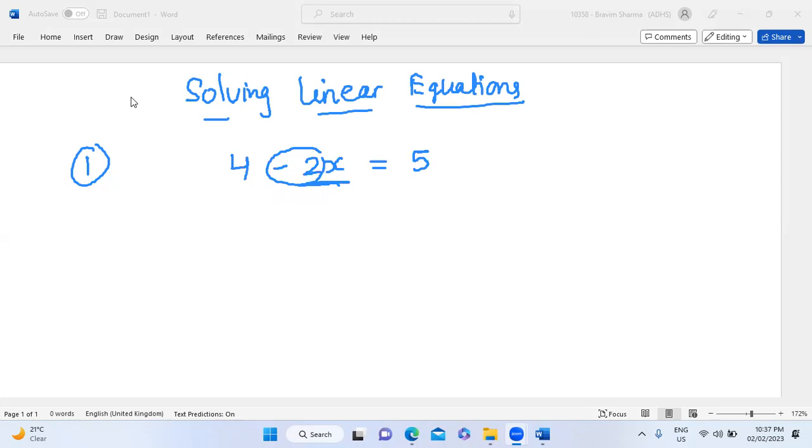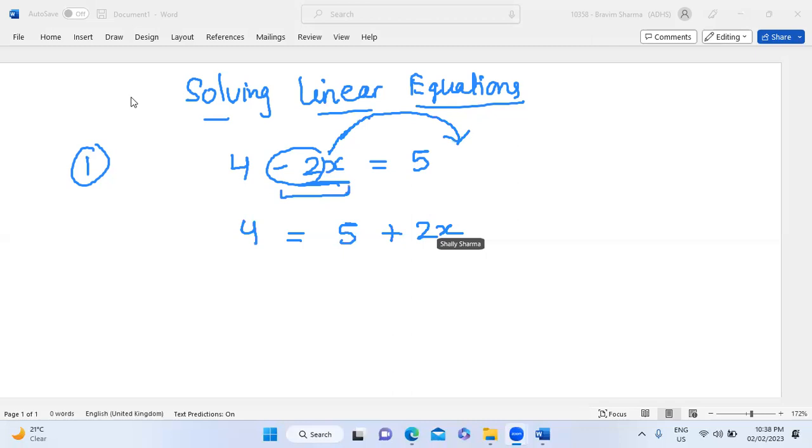So the first step to solve such equations where you have a negative coefficient is to change the place of that variable term. So what you can do is bring this term, which is -2x, to the other side of the equal sign, from left to right or right to left, and then the sign will be changed. So 4 is equal to 5 plus 2x.